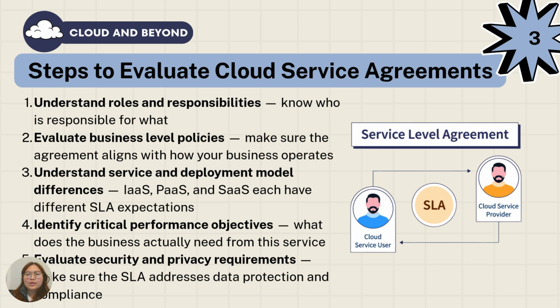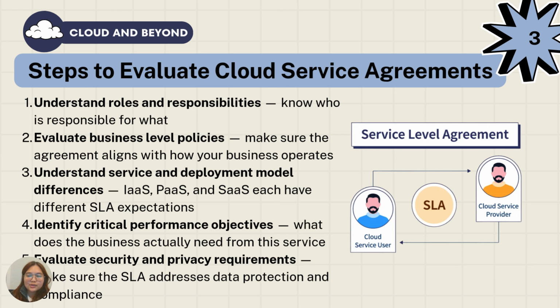Third one, and it's very important, you need to understand the service models such as IaaS, PaaS, and SaaS. These all have different SLA expectations. With IaaS, you have more control and more responsibility sits with you. But with SaaS, the provider is doing more and you have less visibility of how things work. So the SLA is different between these three models. Fourth one is to identify what your critical performance objectives actually are.